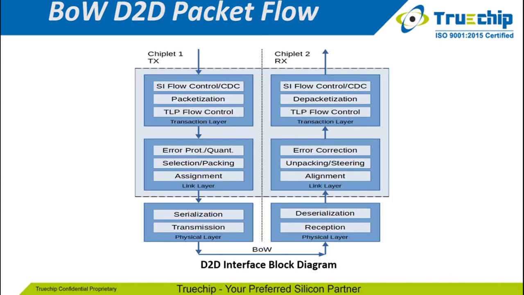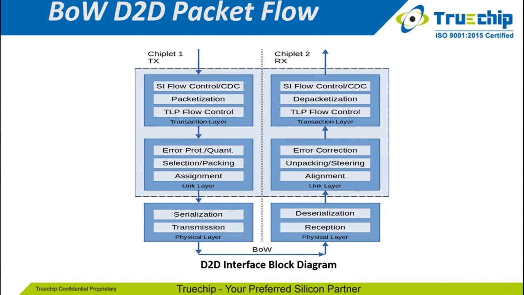Now we have BoW die-to-die packet flow, for which we have two chiplets, chiplet 1 and chiplet 2, and we are taking chiplet 1 as transmitter, for which we have these three layers: transaction layer, link layer and physical layer. The transaction layer does the functionalities flow control, CDC, packetization, TLP flow control, and the link layer does the functionalities error protection, quantization, selection, packing, assignment, and physical layer does the functionalities serialization, transmission.